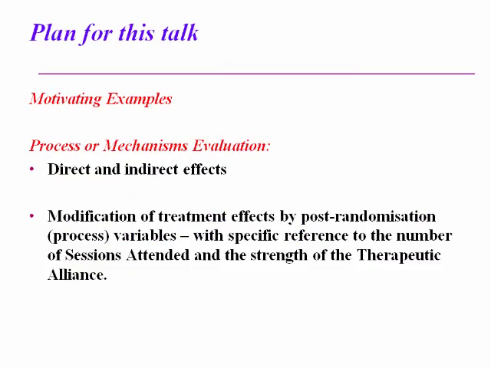So what am I going to talk about? Well, first of all, I'll give you some motivating examples, and then I'm going to talk about process and mechanisms evaluation, evaluating direct and indirect effects, and then I will briefly talk about modification of treatment effects by post-randomization process variables, with specific reference to the number of sessions attended and the strength of a therapeutic alliance that's established during the therapy.